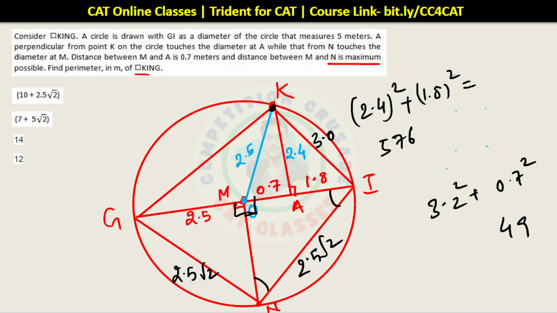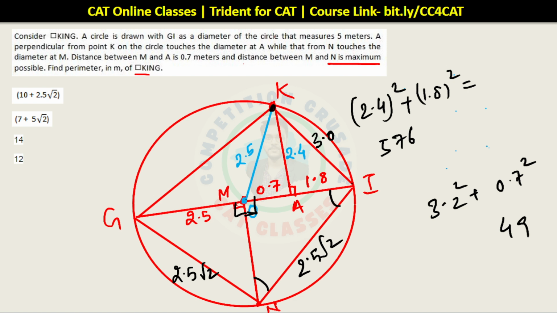यही अच्छा नहीं लगता साहब. Okay, now I have to think about it. Okay, just hold on. Oh, my mistake. I'm sorry. This is not 0.7 ka square. This is 2.4 ka square. I'm so sorry.